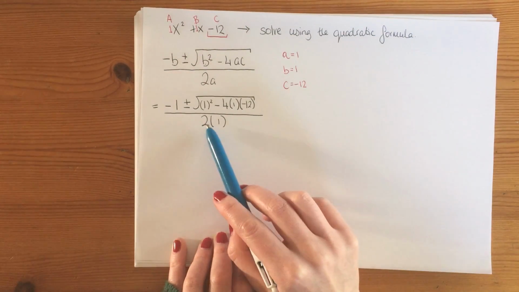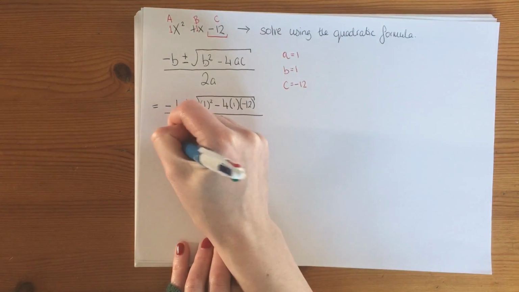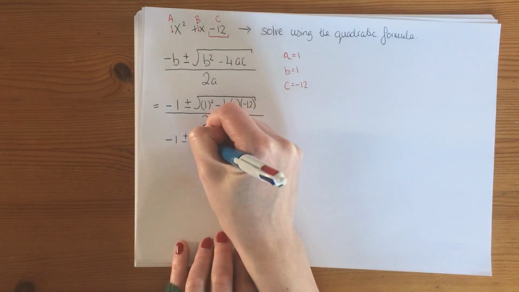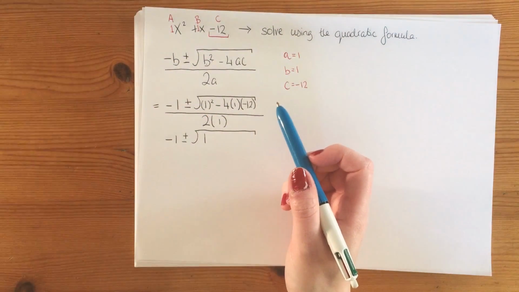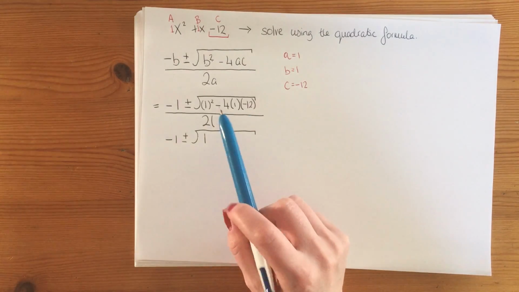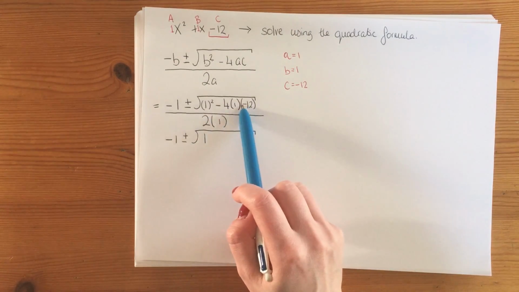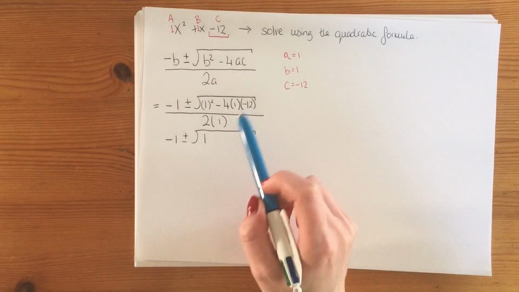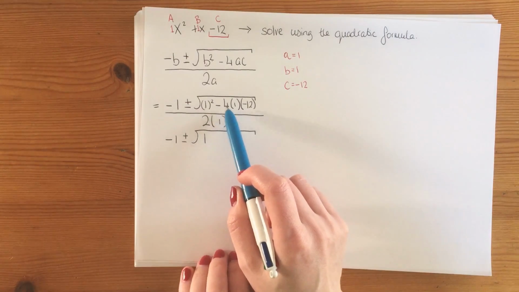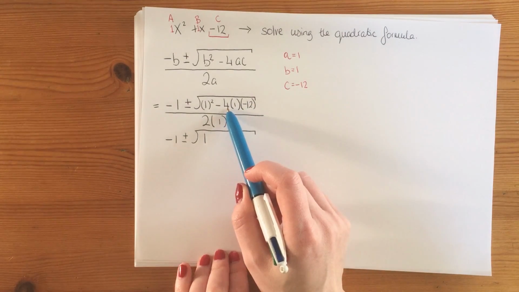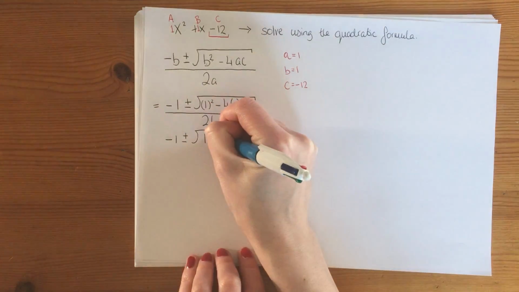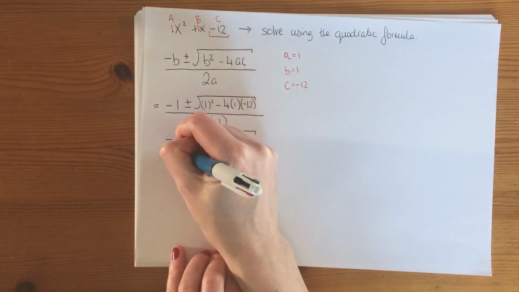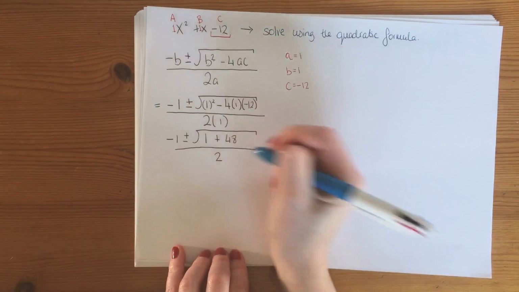So now we need to tidy up, so we're going to multiply out our brackets. So minus 1 plus or minus, you can see I'm writing that out every time. 1 squared is 1. Now here's one of the most common mistakes being made in work sent in to me. Minus times a minus gives you a positive every single time. Minus times a minus brings you back to positive. So we've got minus 4 times 1, which is minus 4. Minus 4 times minus 12 gives me plus 48. Okay, so we're back to positive. All over 2 times 1 is 2.